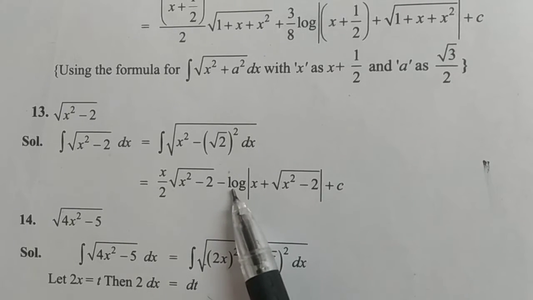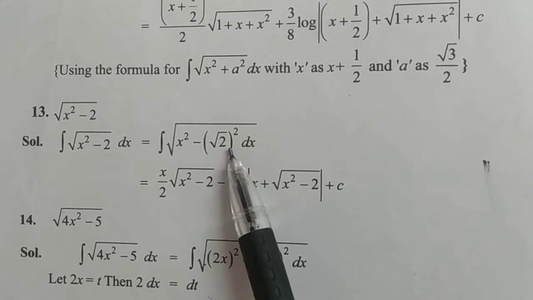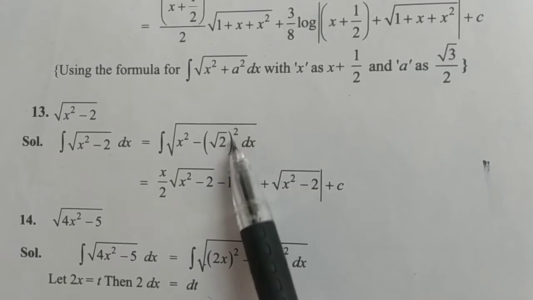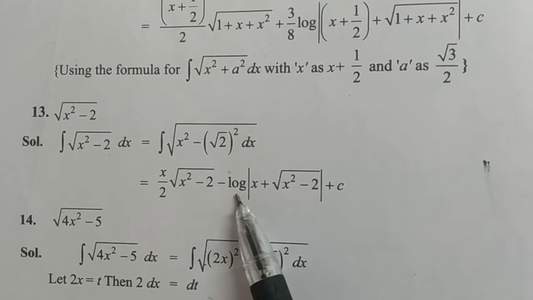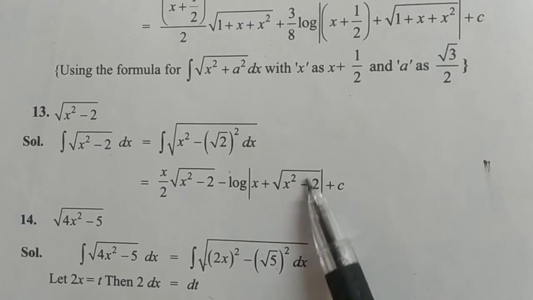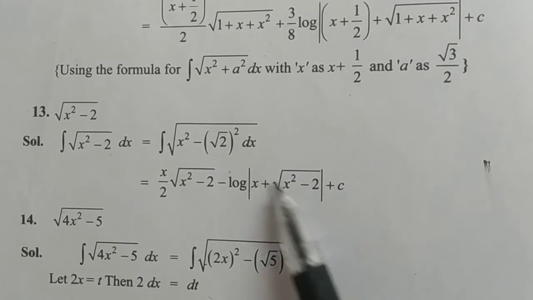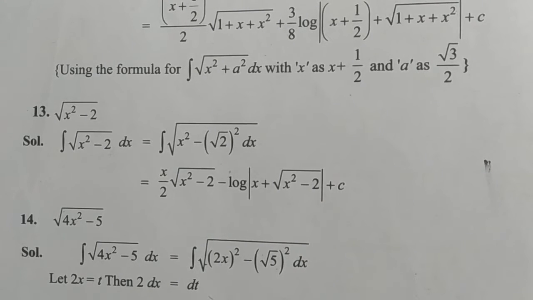We get only log. Next term is log: minus a square by 2. A square value is root 2 the whole square, which is equal to 2. 2 by 2 cancel. Next term: log modulus of x plus square root of x square minus a square, where a square value is root 2 the whole square. We get x square minus 2, plus c. C is the integral constant.